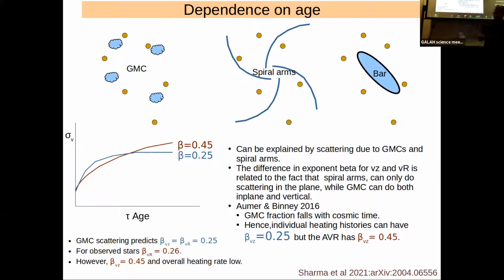So a combination of spiral arms and GMCs works quite well, but the spiral arms can only give in-plane scattering, and the GMCs are still required to get you vertical scattering. And in a nice paper by Aumer and Binney, they were able to show that the GMC fraction actually decreases with time, and this actually helps explain the overall low heating rate that we are getting. So now that's not a problem. And also the exponent turns out to be 0.45 correctly.